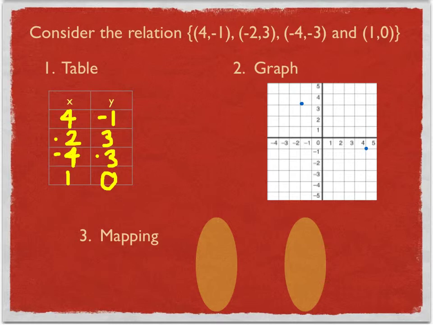-4, -3, so I go -4 to the left, and then down 3. So 1, 2, 3, 4, and down 3, so it's going to look right about there. And 1, 0, so we're back into this one right here. Again, that's right about where they are.